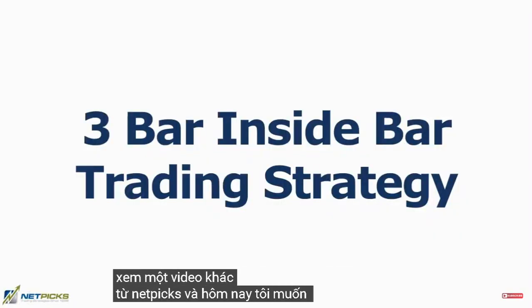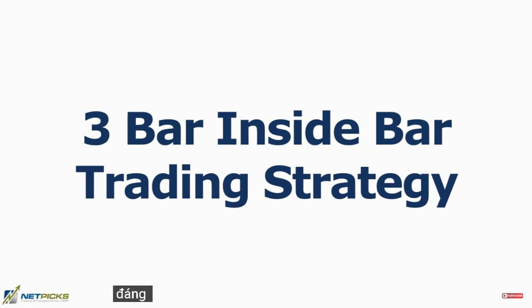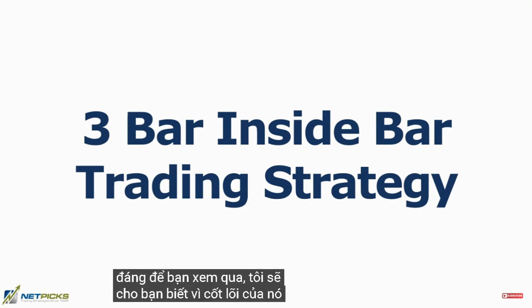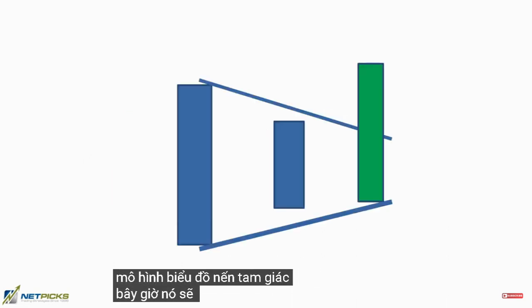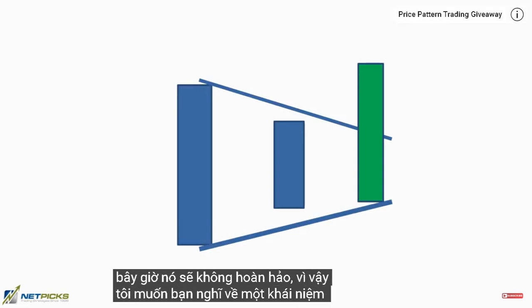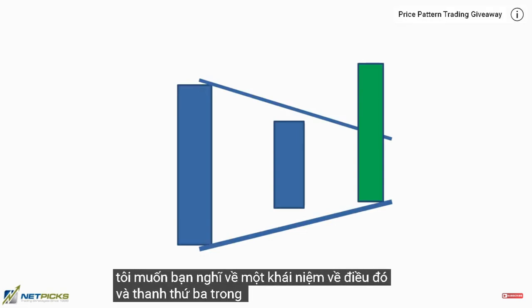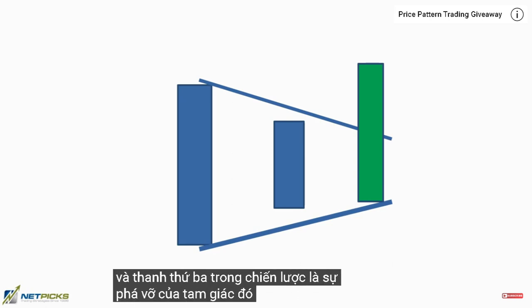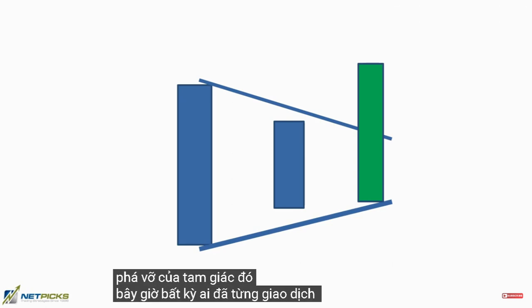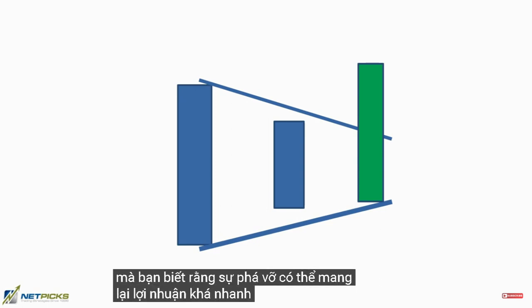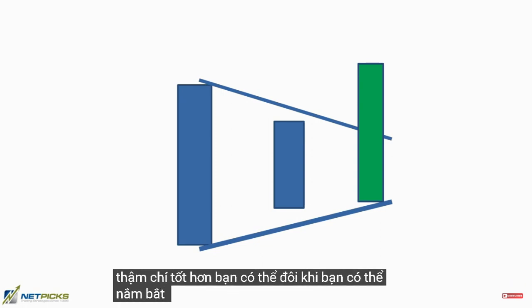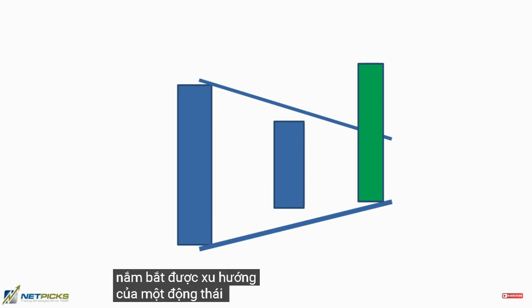Today, I want to ask you, why do you think that I think the 3-bar inside bar strategy is worth your time taking a look at? I'll tell you, because at its core, the inside bar is actually a triangle candle chart pattern. Now, it's not going to be perfect, so I want you to think of the concept of that. And the third bar in the strategy is the break of that triangle. Now, anybody that's ever traded a break of a triangle knows that the breaks can go pretty quick into profit. Even better, sometimes you can catch the trend of an extended price move.